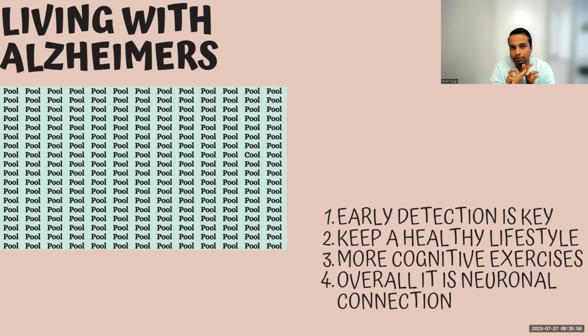You should mostly keep a healthy lifestyle. A healthy lifestyle is making yourself active, not just physically. In this case, it is also mentally. Use more cognitive exercises. Cognitive exercises are basically challenging your brain to do some puzzle solving or whatever you like, Sudoku, whatever it is you can find.